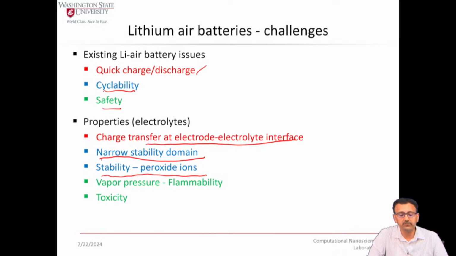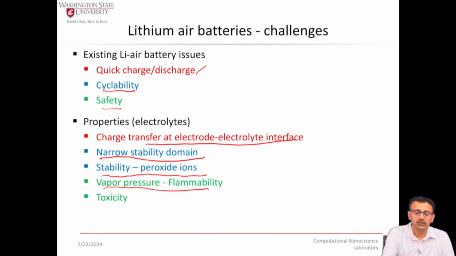So what property of the electrolyte decides what the safety aspects are? One of them is the vapor pressure. That is obviously a thermophysical property of the electrolyte itself. And finally, toxicity. We want to make sure we are using an electrolyte that is non-toxic.